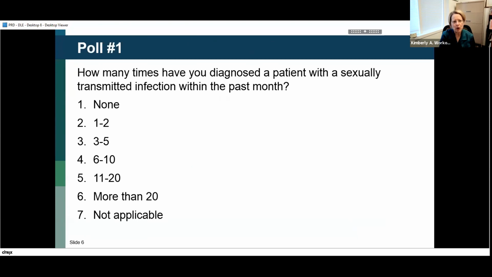So for the first poll, how many times have you diagnosed a sexually transmitted infection within the past month? And we'll wait for a response here and then we'll move on.